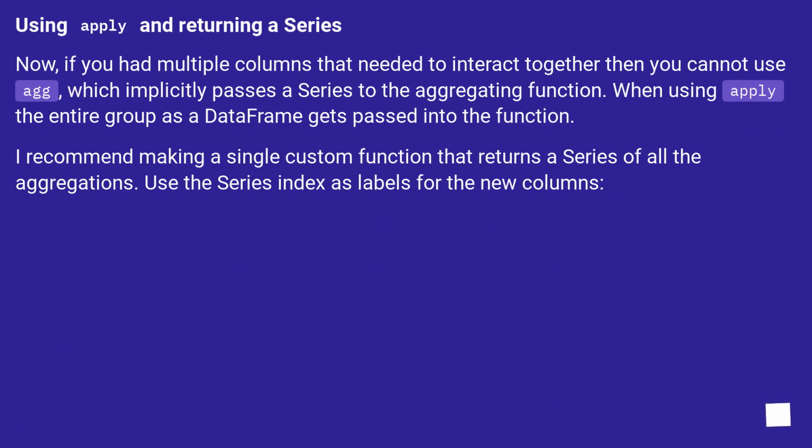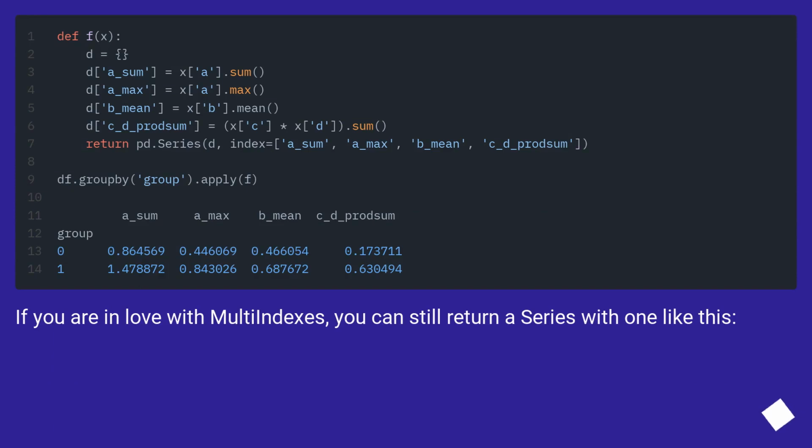Now, if you had multiple columns that needed to interact together, then you cannot use agg, which implicitly passes a series to the aggregating function. When using apply, the entire group as a data frame gets passed into the function. I recommend making a single custom function that returns a series of all the aggregations. Use the series index as labels for the new columns. If you are in love with multi-indexes, you can still return a series with one like this.